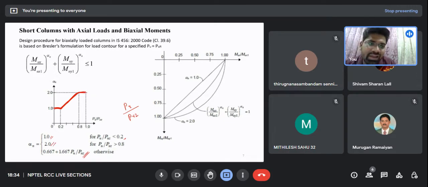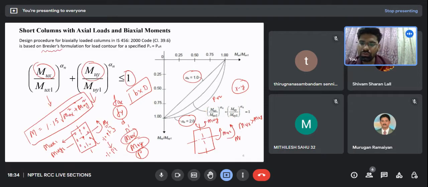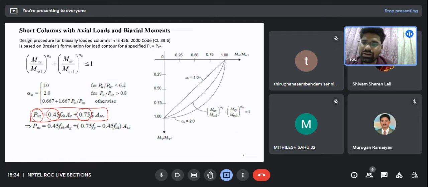Based upon this alpha n value, I will have one curve from here, and I will substitute that alpha n value. This curve is nothing but it represents this equation given by Bresler. So you will have to substitute alpha n here. You can calculate Muy and Mux now. You have this value already with you, then you satisfy this. So this is the easiest way to design a column subjected to biaxial moments and axial load. I have already shown you how you can find the axial capacity.